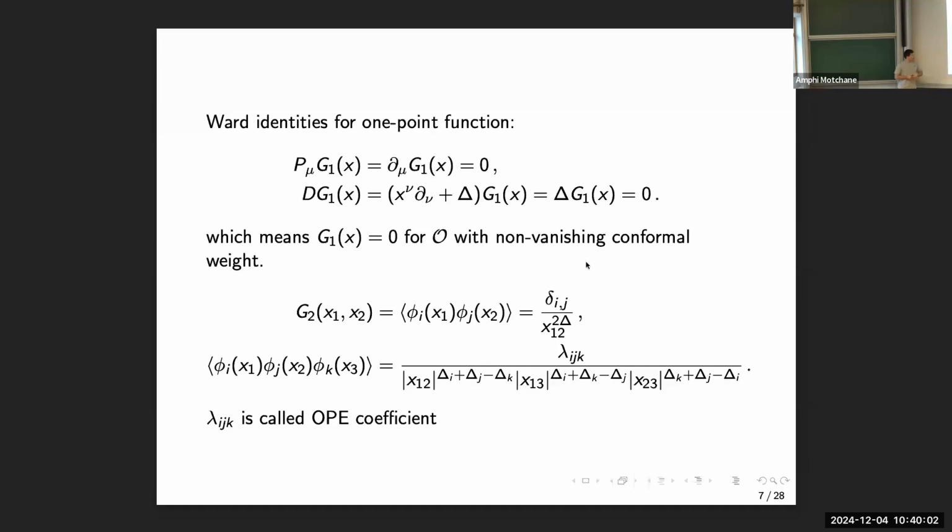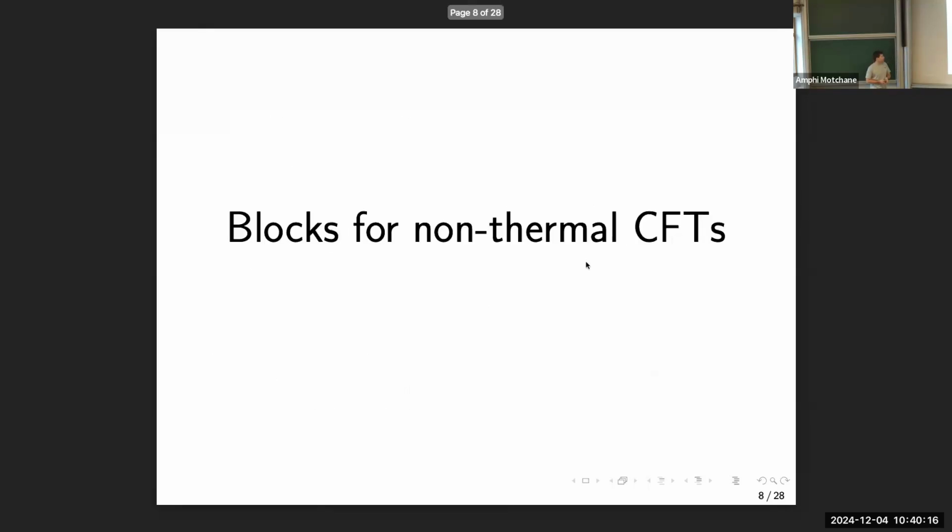And also for the three-point function, it's completely fixed, if not for an extra coefficient, which is this lambda, which is called the OPE coefficient, and it's going to be important for later. And then let's go on. The next step is to talk about block decomposition.